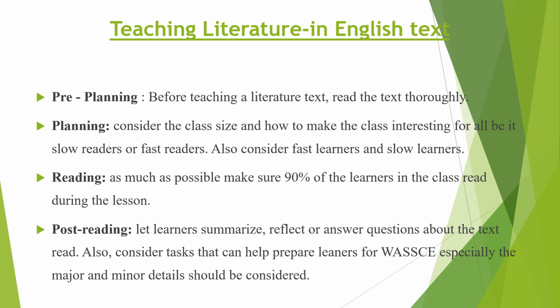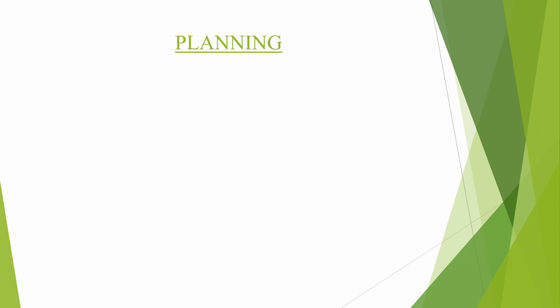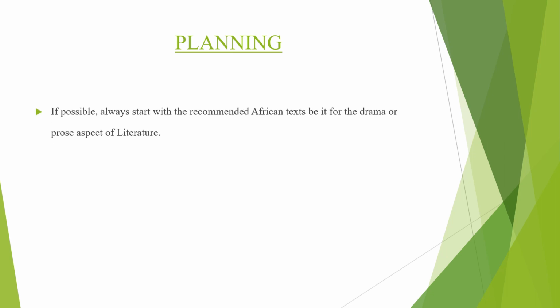Now, the planning stage. If possible, always start with the recommended African text, be it for the drama or prose aspect of literature. This is usually for the African teacher, the traditional African literature in English teacher. Because these African texts are relatable, or they can easily relate to some of the issues raised in it, it is advisable that you start with that so that they can easily associate or identify themselves with certain events in the book, and this makes the lesson interesting for them.